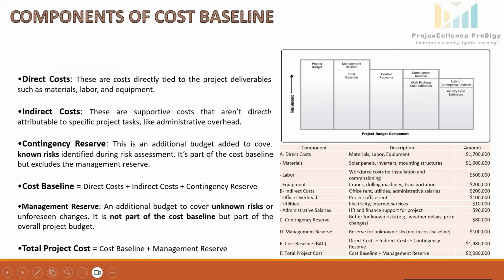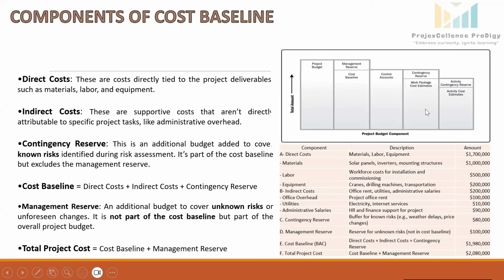Here on top, it is activity contingency reserve. So these are the funds kept aside for specific activities to address any identified risk that might impact the individual activities. These risks are typically known but have uncertain outcome. We call them known unknown.